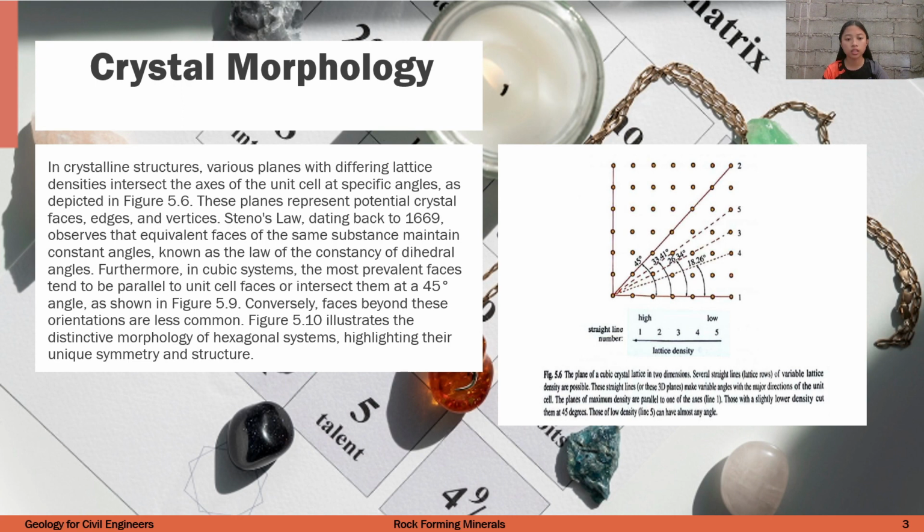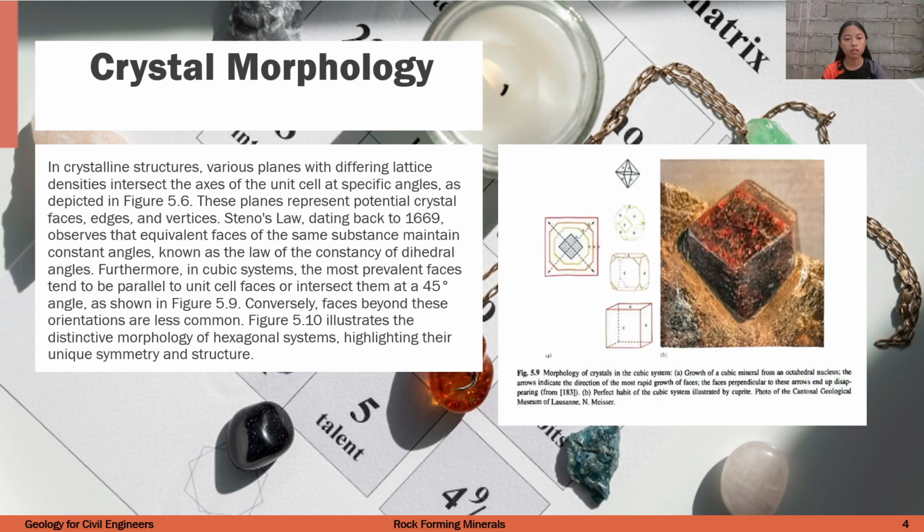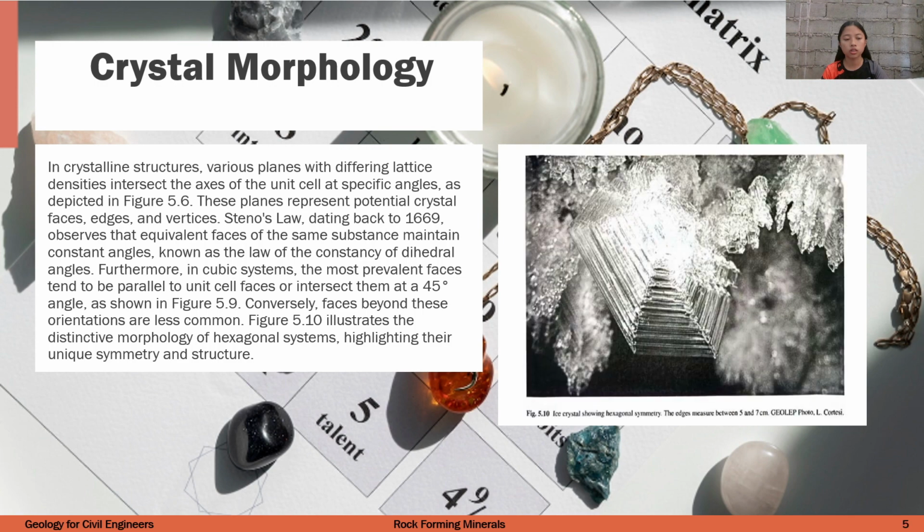Furthermore, in cubic systems, the most prevalent faces tend to be parallel to unit cell faces, or intersect them at a 45-degree angle, as shown in figure 5.9. Conversely, faces beyond these orientations are less common. Figure 5.10 illustrates the distinctive morphology of hexagonal systems, highlighting their unique symmetry and structure.